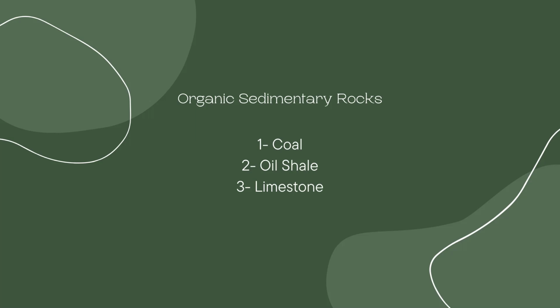Oil shale. This rock is formed from the accumulation and compression of shale, which is a sedimentary rock composed of fine-grained clay minerals and organic material. Oil shale is a source of oil. Limestone. Some limestones are formed from the accumulation and compression of shell fragments and other skeletal material from marine organisms.